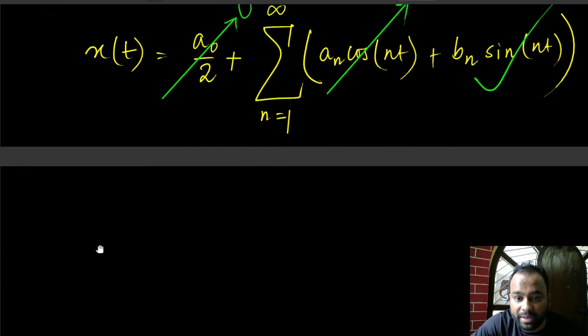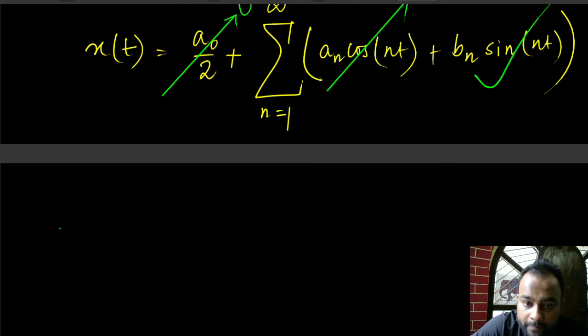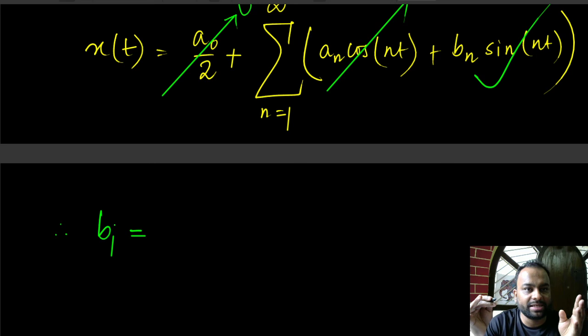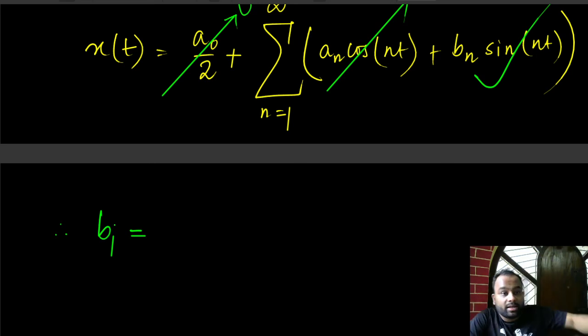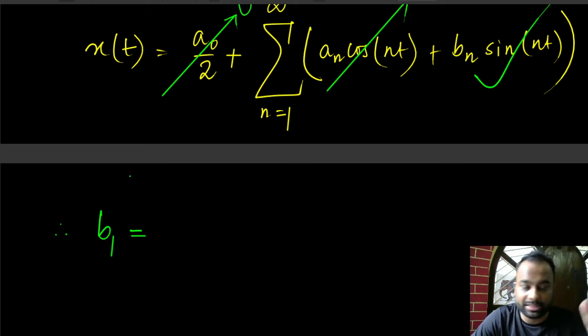So what is B1? B1 is the coefficient of the 1 radian per second sinusoidal component, the fundamental sinusoidal component. 1 radian per second means it has a period of 2 pi. Yes, now B is correct. No, you are still slightly incorrect. Let's see. We'll do that.